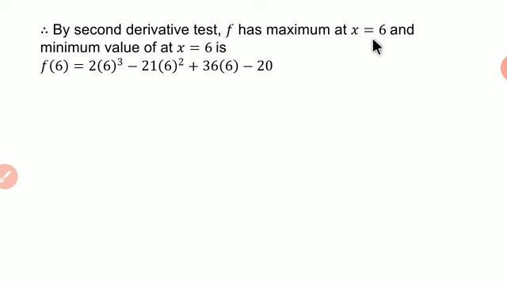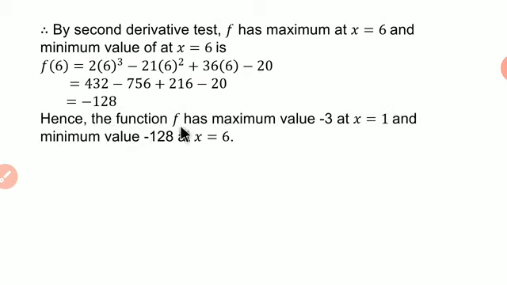Here it is minimum at x is equal to 6, and the minimum value at x is equal to 6 is f of 6. It is equal to 2 multiplied by 6 cube minus 21 multiplied by 6 square plus 36 multiplied by 6 minus 20. It is equal to 432 minus 756 plus 216 minus 20. It is equal to minus 128. Hence, the function f has maximum value minus 3 at x is equal to 1 and minimum value minus 128 at x is equal to 6.